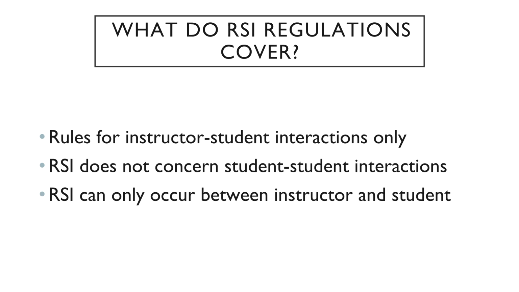The rules do not deal with any other types of interactions, whether student-to-student interaction, interactions between students and other higher education personnel like academic advisors, or student-to-content interactions, including adaptive learning environments and artificial intelligence. For this reason, in the context of federal regulations, RSI can only occur between the instructor and the student. No other interactions count toward determining whether regular and substantive interaction is occurring in a course.